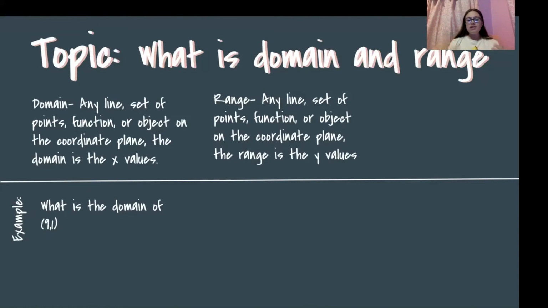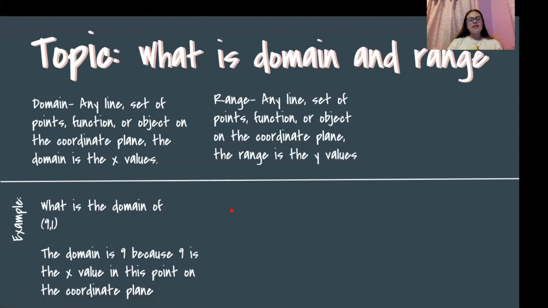That is the difference. So let's have an example so you don't get confused, because when I first learned this, it was very confusing for me. But once I looked back at my notes and started memorizing things, it got easier, and this will help you. So what is the domain of (9, 1)? The domain is 9 because 9 is the x value in this point on the coordinate plane. This is the x and this is the y. The range is y, the domain is x.